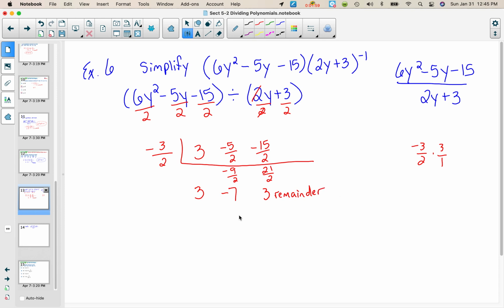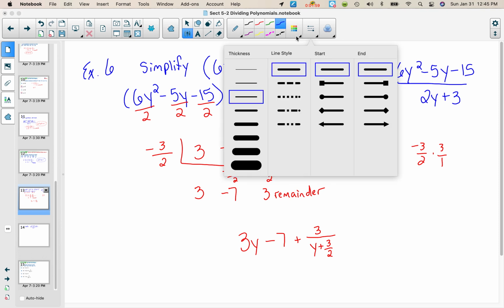So when I write this out, I drop the power down 1, so I get 3y minus 7 plus my remainder, 3 over what I divided by. This is the tricky part, because remember I divided by y plus 3/2. So that's awkward, because I don't really want to have a fraction there. Remember when I divided by 2? Well, I'm going to put it back.